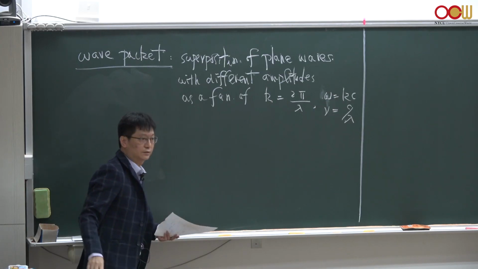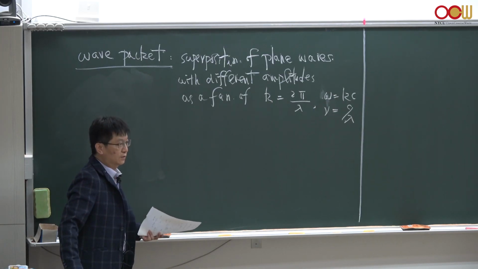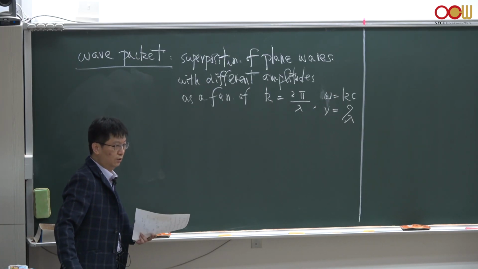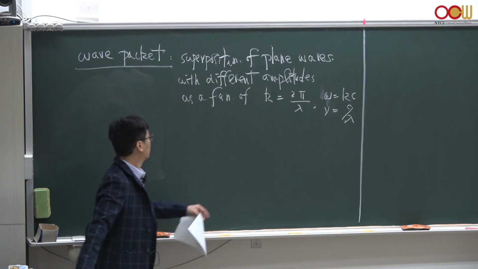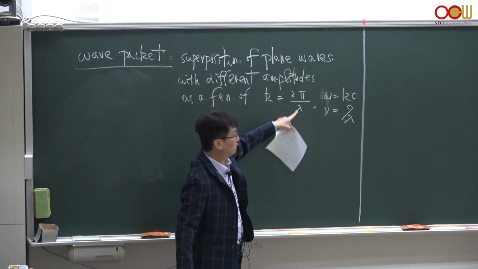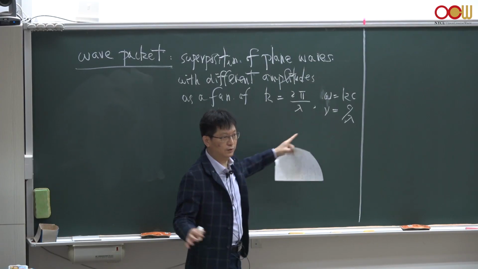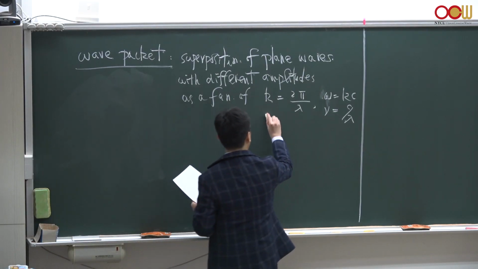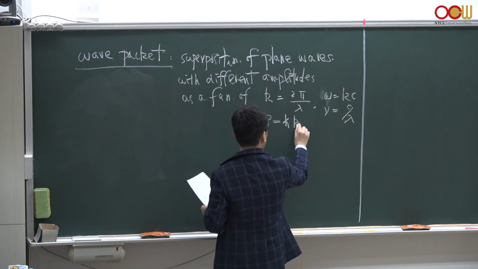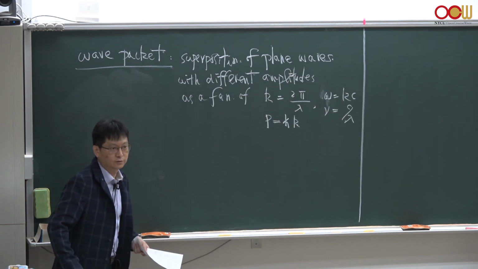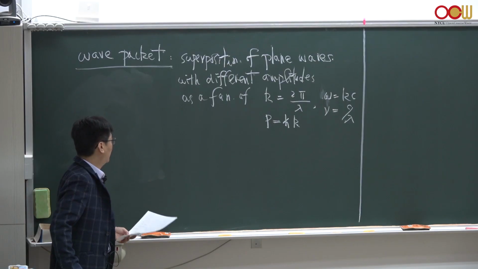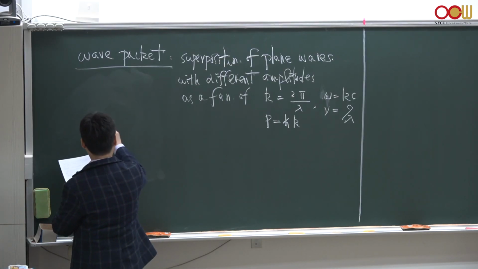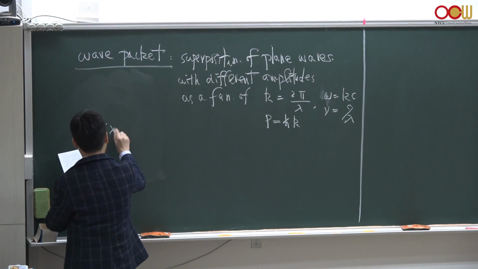Remember those relations in quantum mechanics. Lambda is your wavelength, and the wavelength depends on the momentum by the de Broglie relation. This wave number k is 2 pi over lambda, the inverse of the wavelength, and remember the momentum in quantum mechanics is given by h bar k, where h bar is h over 2 pi. So let's superimpose all these different plane waves.